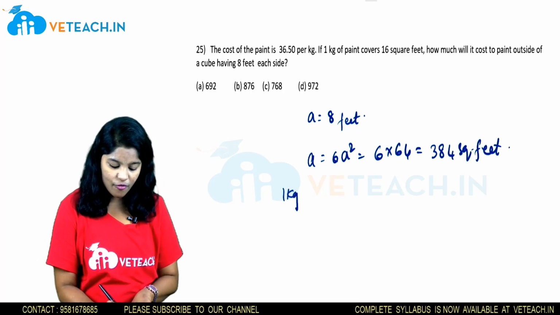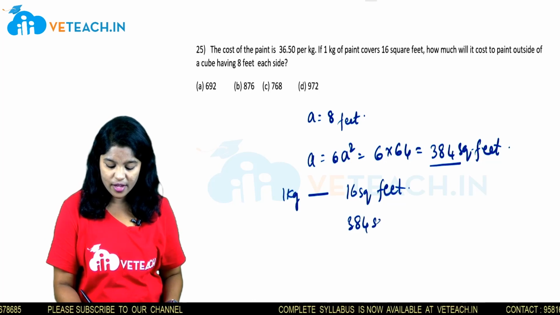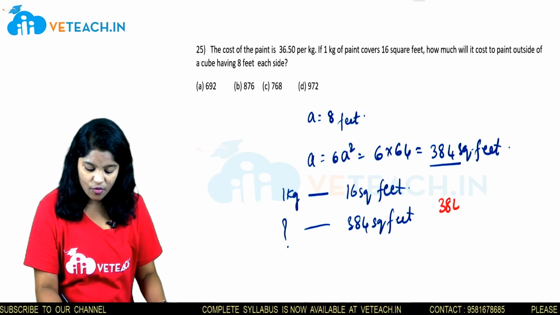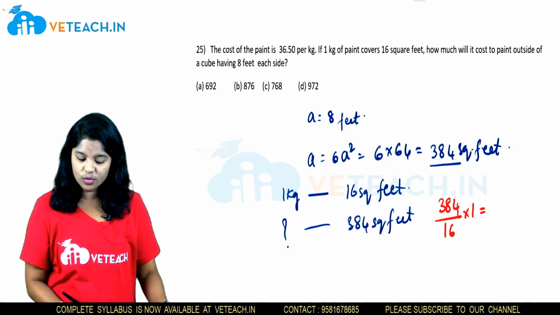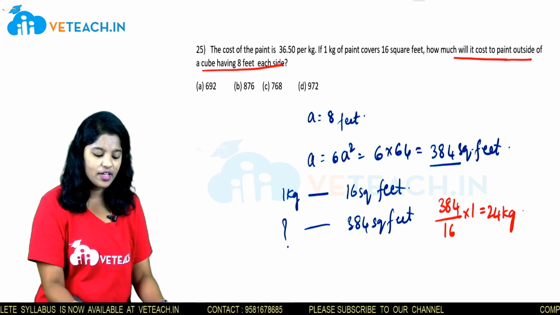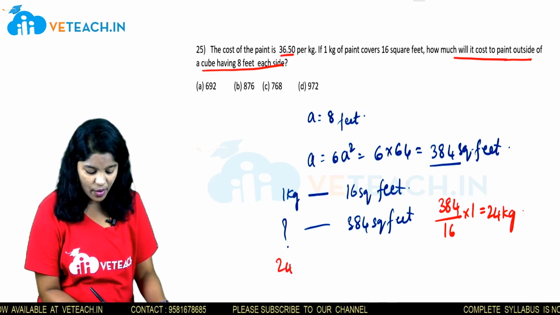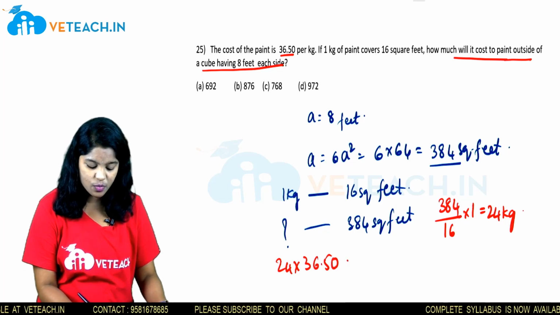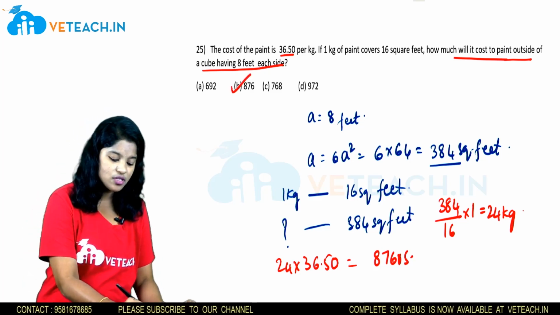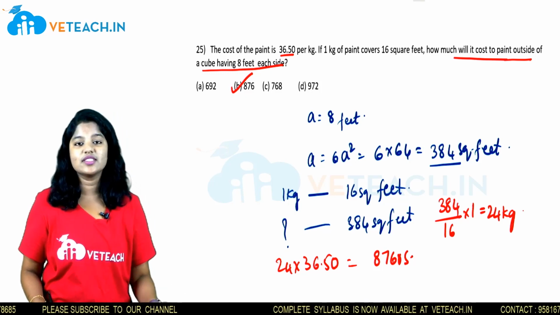Now 1 kg of paint covers 16 square feet. So 384 square feet requires how many kgs of paint? So simply 384 divided by 16 into 1, that is equal to 24 kgs. Now they have asked how much it will cost to paint a cube having 8 feet each side. So per 1 kg it will cost 36.50 rupees. For 24 kgs it will cost 24 into 36.50, that is 876 rupees. So total it will cost 876 rupees to paint the cube outside, which is of 8 feet each side. So option B, 876, is our correct answer.